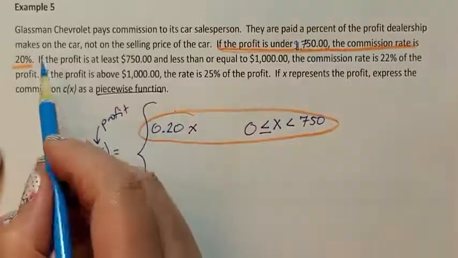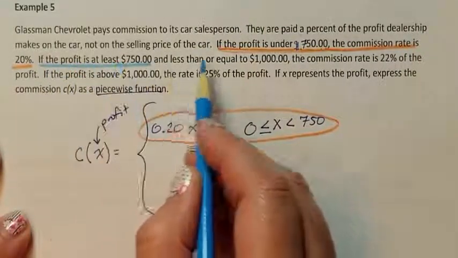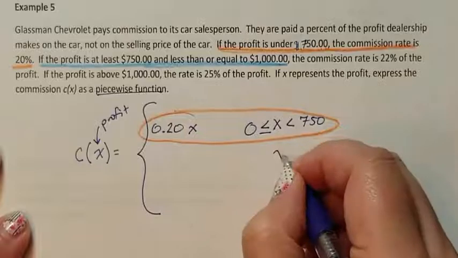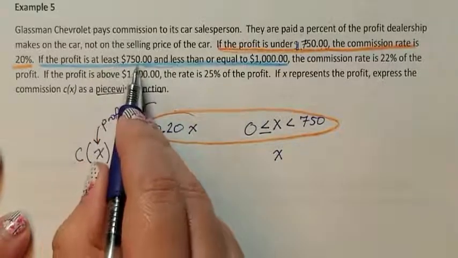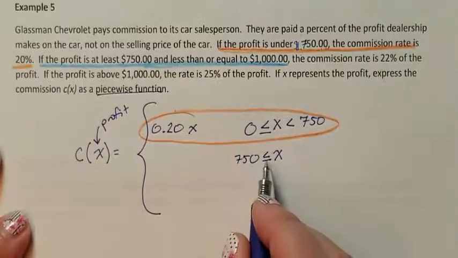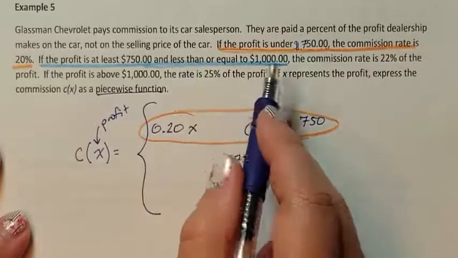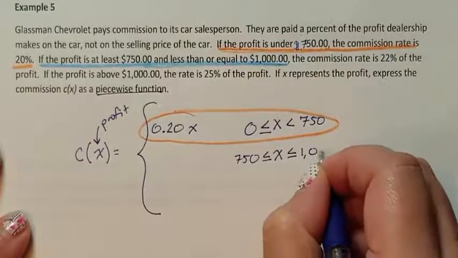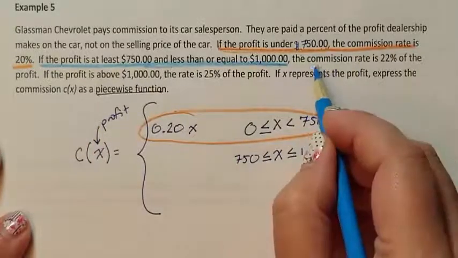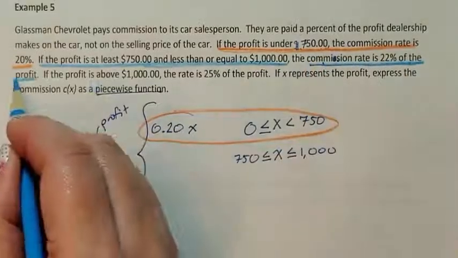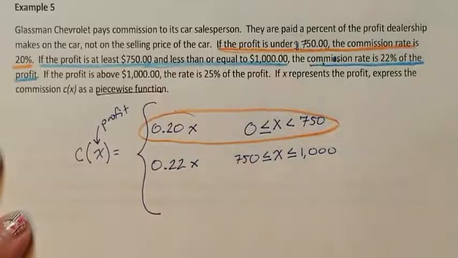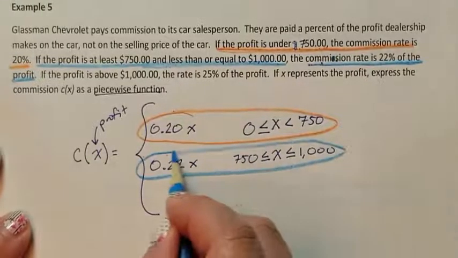Statement number 2, it says if the profit is at least $750, but it's also less than or equal to $1,000. So we're looking at our profit. It says it's at least $750, which meant that is the smallest it could get. So $750 is the smallest it could get. But it says it still has to be less than or equal to $1,000. So if that was my profit, it says my commission rate was 22% of the profit. So that meant I got paid 22% of whatever the X profit was. This is payment plan number 2.